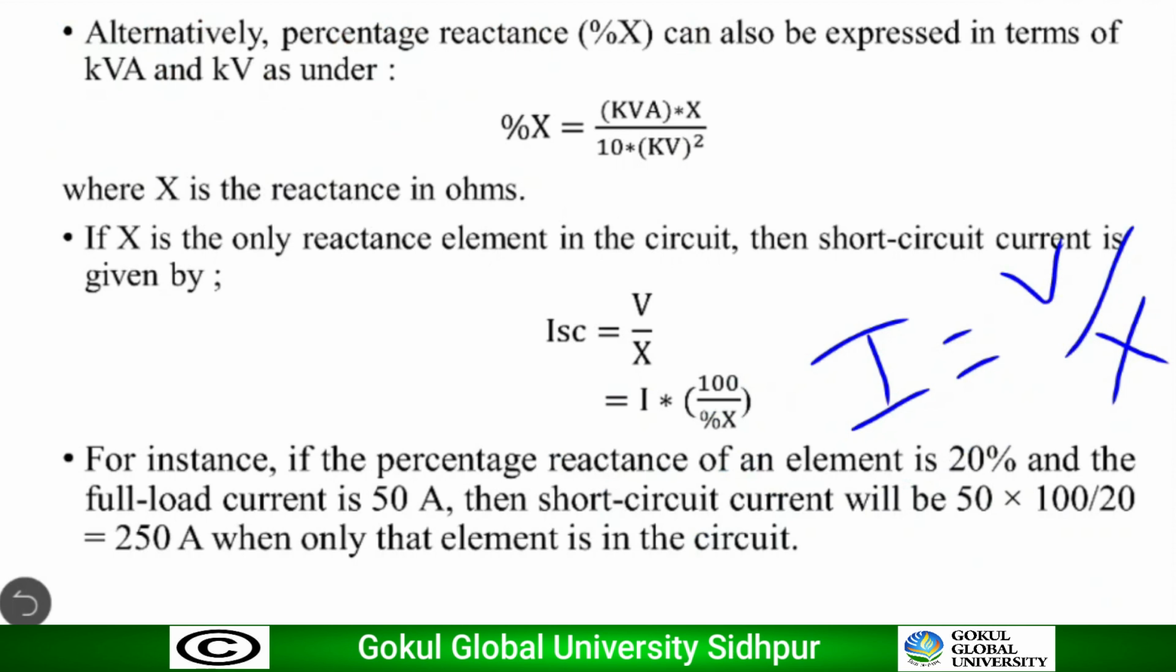Now taking one example, if the percentage reactance of an element is 20%, means percentage X is equal to 20% and the full load current is 50 ampere. So the short circuit current will be 50 into 100 by 20, means 250 ampere, when only that element is in the circuit. So from this equation we can find the short circuit current when the fault occurs.